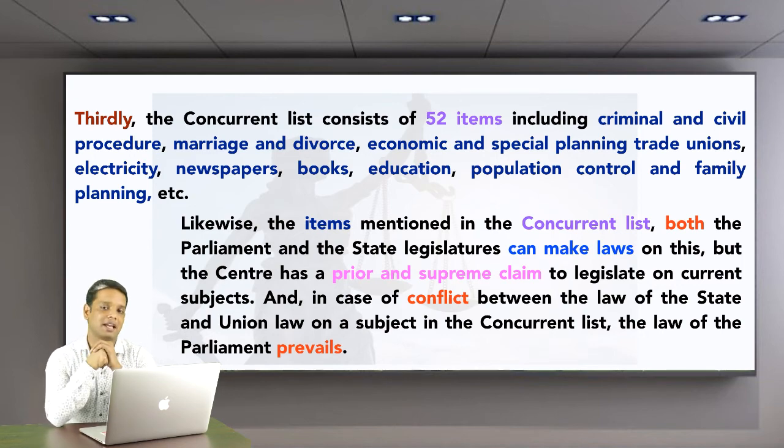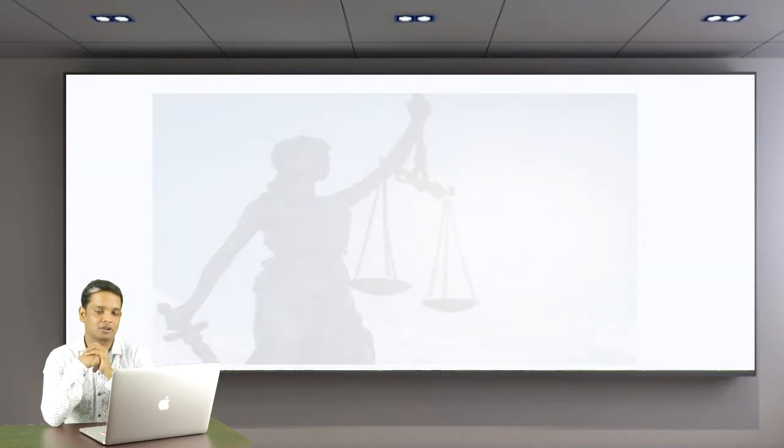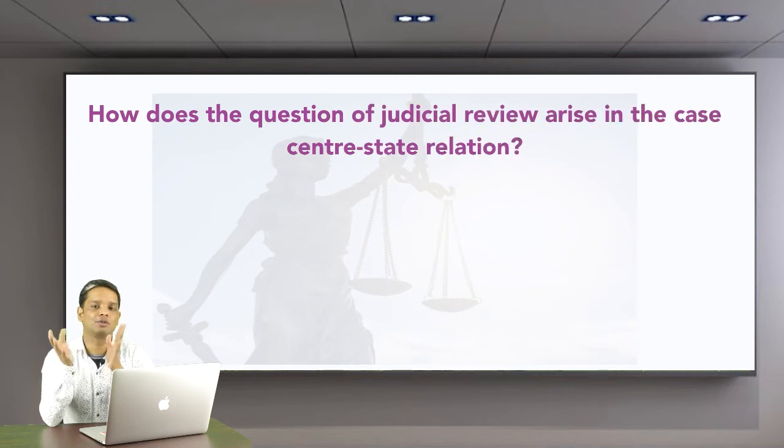Well, if you remember, we are studying here not the concept of center-state relation, rather the concept of judicial review. So now, where is the role of judicial review in such a relationship? Well, before explaining that, I believe you understood at least the legislative relationship between center and state through Article 246 and through these three lists, that is the union list, state list and concurrent list, defining the subjects over which these two governments can make laws.